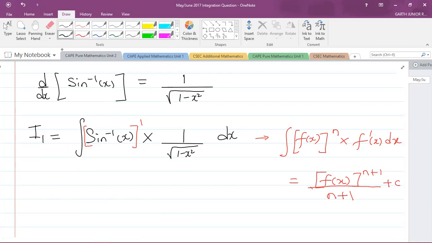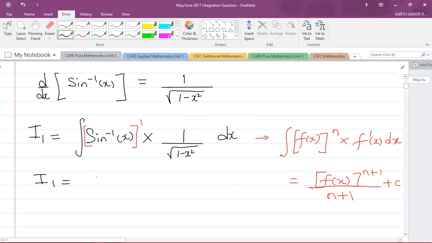Okay? So following that rule, I can now say that I1 is equal to, I identified that 1 over the square root of 1 minus x squared is the f prime in my rule here, and my function f of x is sine inverse x, and it is being raised to the power of 1. So the rule says you add 1 to the power.